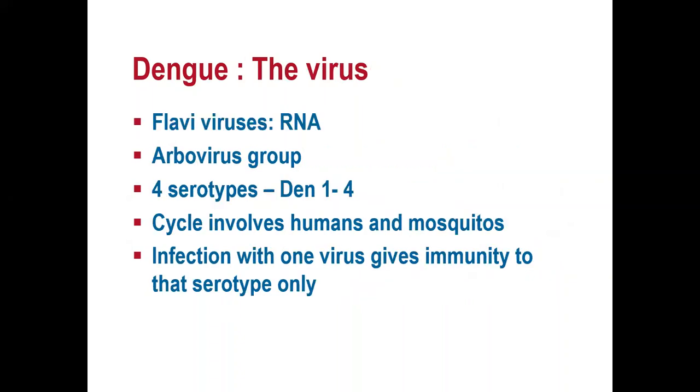It basically belongs to the family of flaviviruses, which are RNA viruses. There are 4 serotypes that can infect human beings: dengue serotypes 1, 2, 3, and 4. In this disease, humans are considered an end host, and they are also considered the feeder for the mosquitoes. Infection with one virus gives immunity against only that serotype. If one serotype infects the patient, he gets immunity against that serotype only, and the rest of the serotypes can reinfect the patient with a worse presentation.